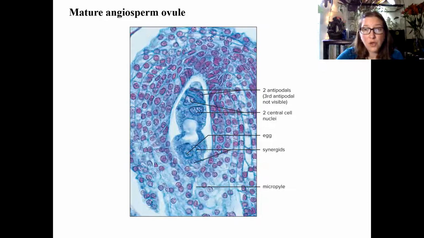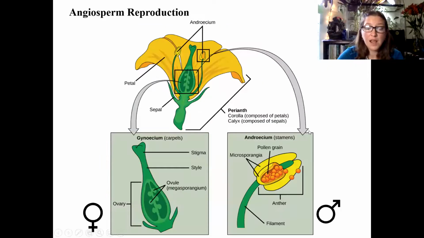Here is a microscope image of a female gametophyte of an angiosperm. And so, I guess most important for us is just to point out that she still has an egg cell that needs to be fertilized in order for the ovule to become a seed and for the next generation to grow. So those are the parts of the ovule.